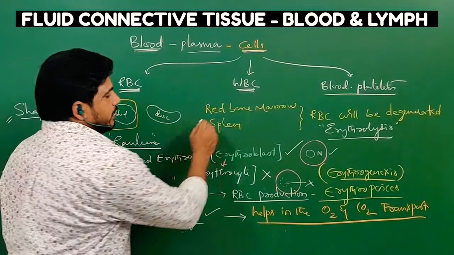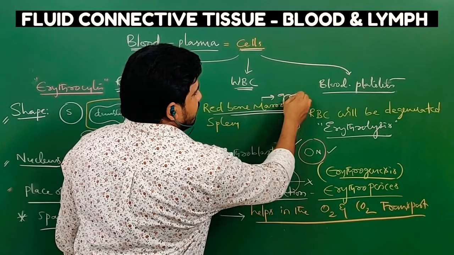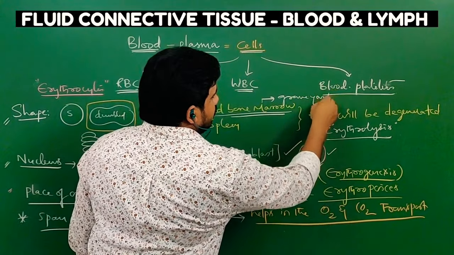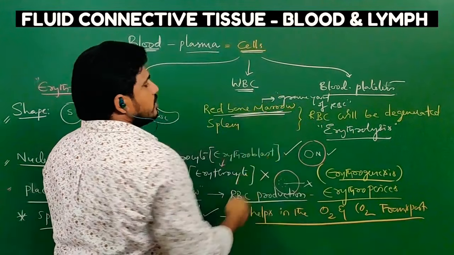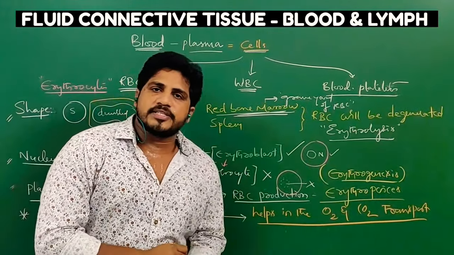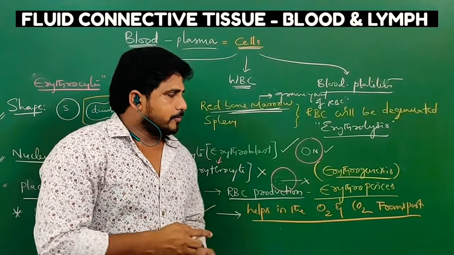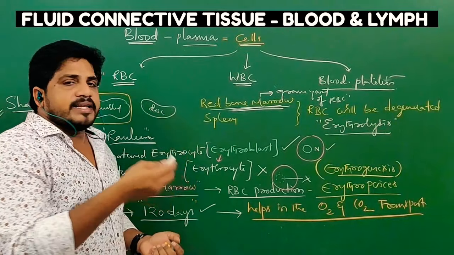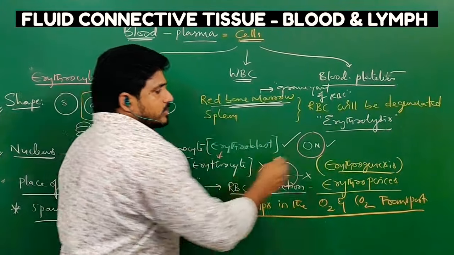Where does it actually happen? In the bone marrow. That's why bone marrow is also called the graveyard of RBC. The graveyard of RBC is bone marrow, and some amount of RBC also dies in the spleen, but generally they die in red bone marrow. Now, if the RBC number is decreased in the blood, that condition is called erythropenia.